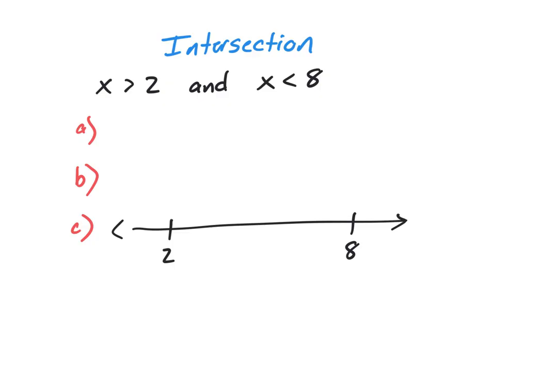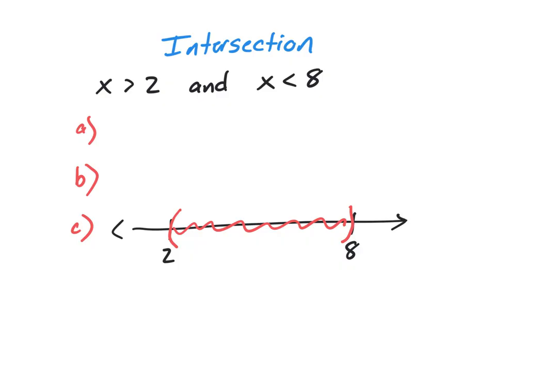So what this is going to look like is everything from 2 to 8, parentheses on both sides. They're going to open up towards one another. Everything in between. Okay, so all numbers between 2 and 8 would be included here. Fractions, decimals, 3, 4, 5, like we said, anything between those two. If this was an equal sign right here, then we would have used brackets. Okay, but there's no equal sign, so we use parentheses.